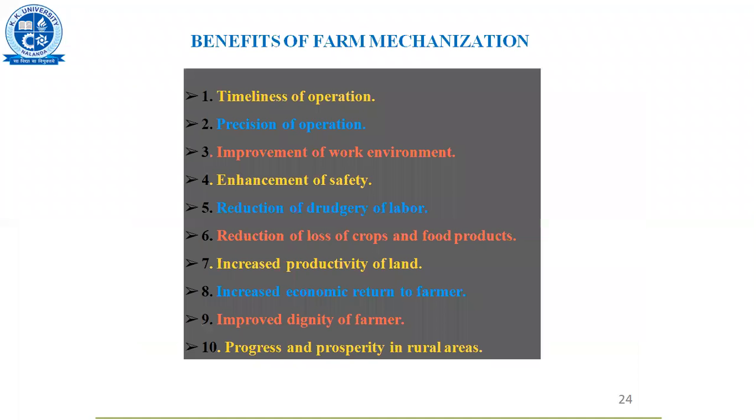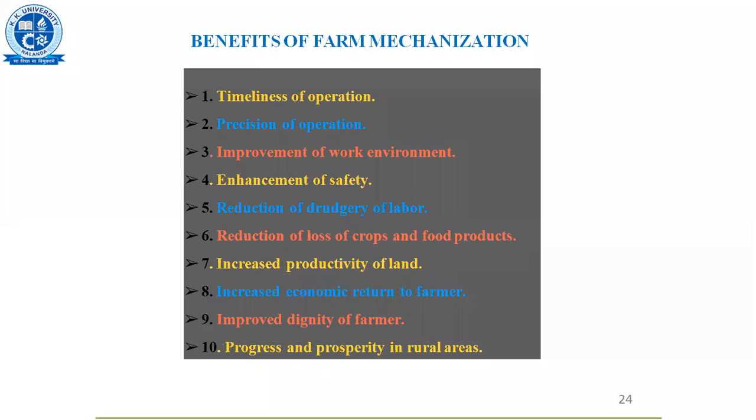All these things make farmers earn better and have a better living, and also get quality time. These are the benefits of mechanization. One is timeliness of operation, and also you'll achieve precision of operation and an improved work environment. Safety is another thing. Reduction of drudgery, that's what I was talking about. Every now and then you and me need some break. That's not needed for the machine. Reduction of loss of crop and food products. There's a lot of reduction in the loss of crop.